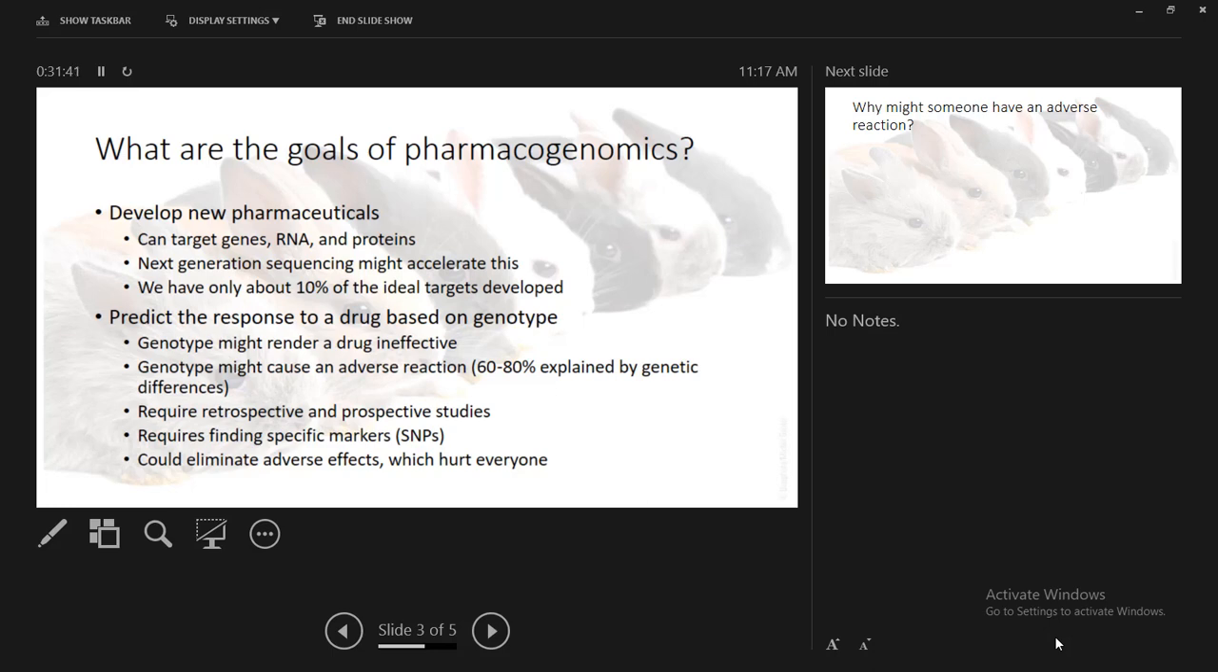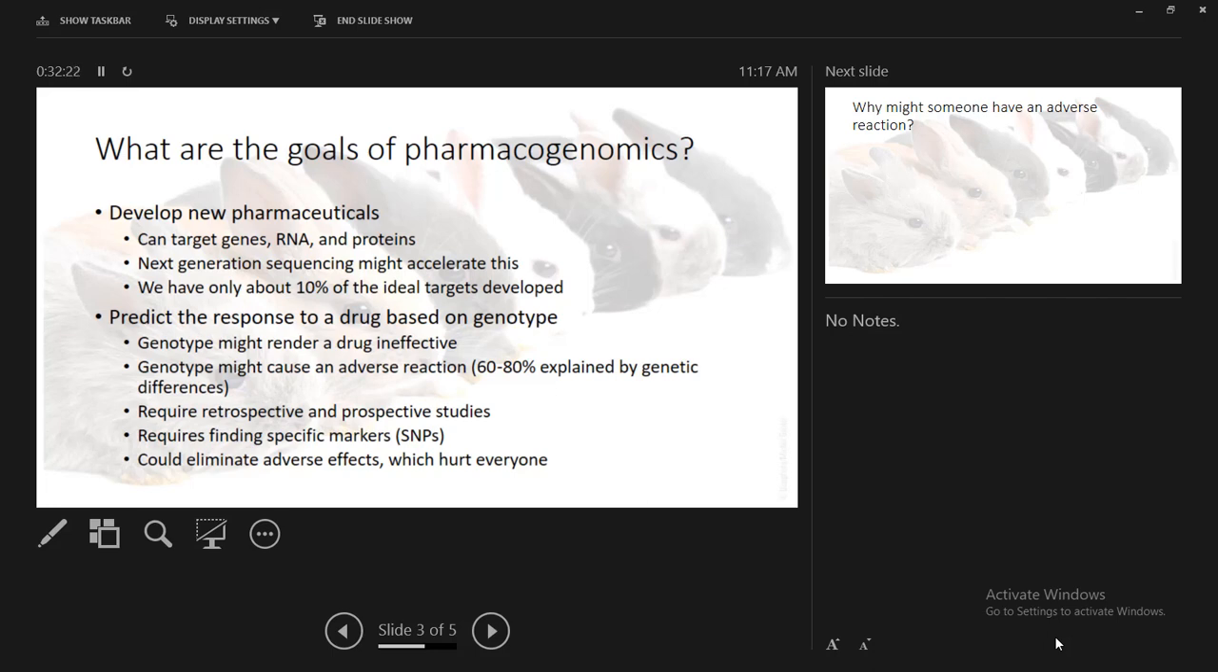So, some things to note. Somebody's individual genotype might render the drug ineffective. We'll talk about how that works in a little bit. The genotype might cause some kind of adverse reaction. 60 to 80% of these adverse reactions are explained by genetic differences. And you're like, why is that a range? It's because for some pharmaceuticals, it's closer to 60%, and for others, it's closer to 80%. And you're like, what's accounting for the remaining variation? It'd be environmental differences. Maybe gene-gene interaction might fall outside of this as well.